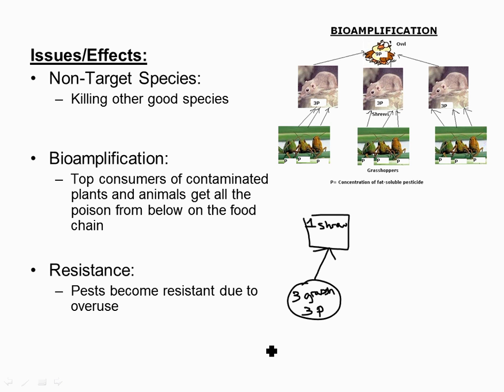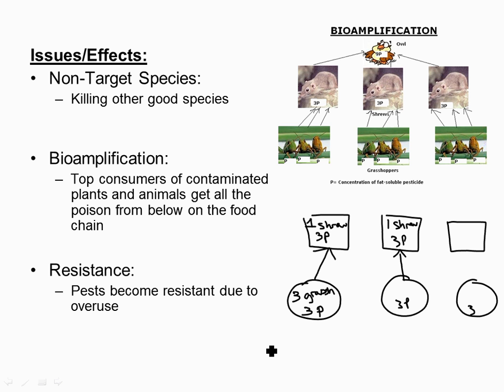Now, because the shrew ate the 3 grasshoppers, it's going to have 3 drops of the pesticide in it. Might not be drops. We could call them molecules or whatever. So it's also going to contain the 3P, the 3 drops of pesticide. Now in this picture, each one of these, 3P, 1 shrew, moving its way up the food chain. Again, 3 grasshoppers, 3P, 1 shrew, 3P, and now the owl goes out and eats a bunch of shrew.